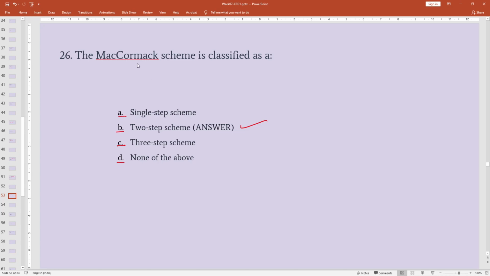Because in McCormack scheme, something called predictor corrector approach. Sir, I have a doubt in general. Sir, the McCormack scheme, do we use it in industry applications? Actually, we are not using McCormack scheme nowadays. It's actually what we are studying in this course.